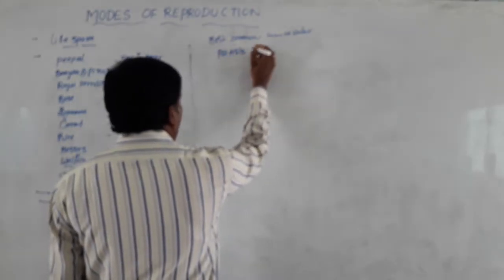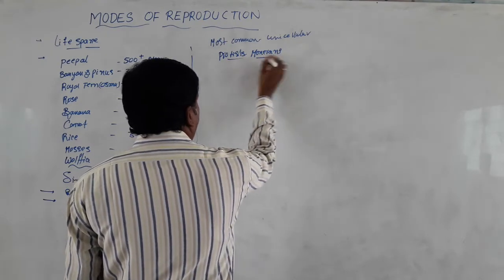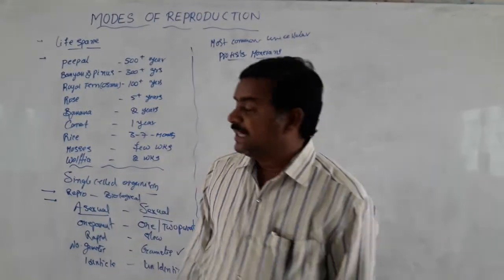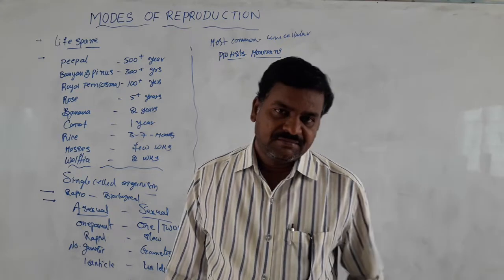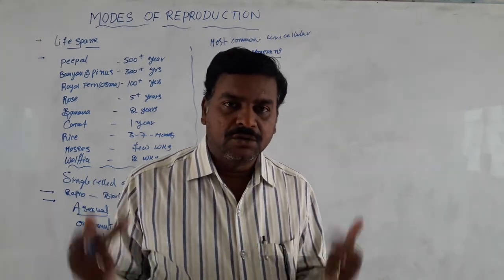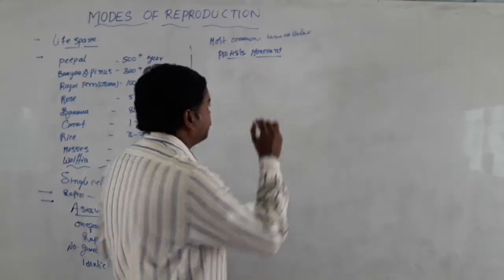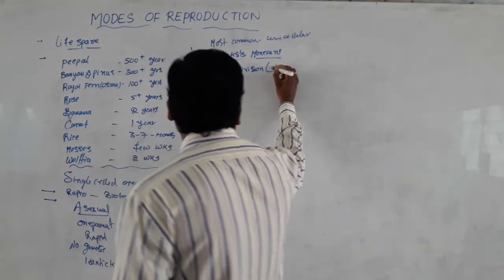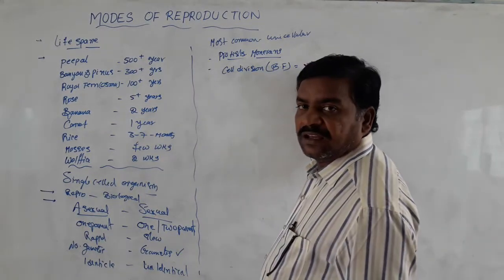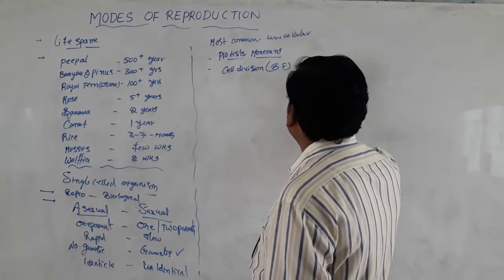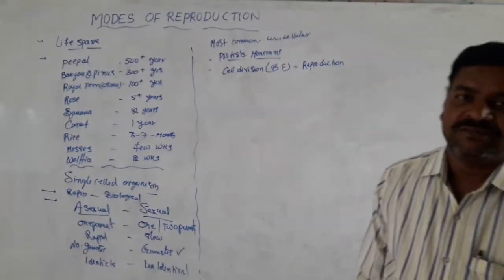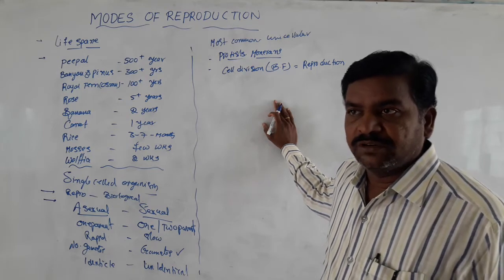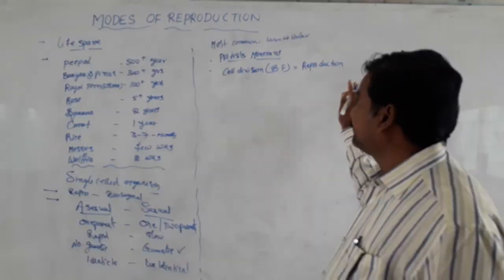Unicellular organisms include protists and monerans. In these organisms, binary fission occurs, in which every parental cell divides into two daughter cells in favorable conditions. That is called binary fission. In unicellular organisms, cell division itself is a mode of reproduction, because in every cell division the number of organisms is doubled.